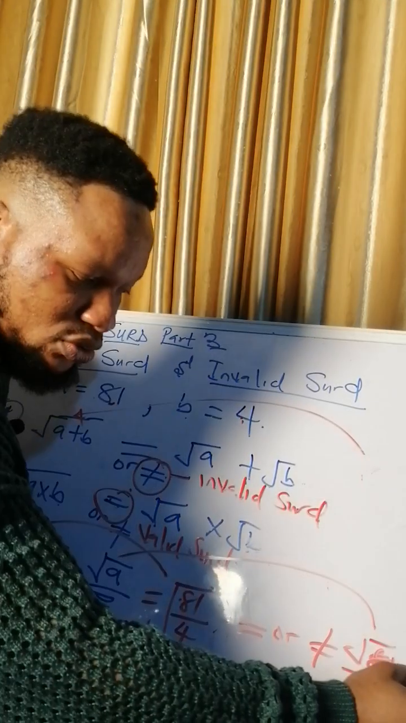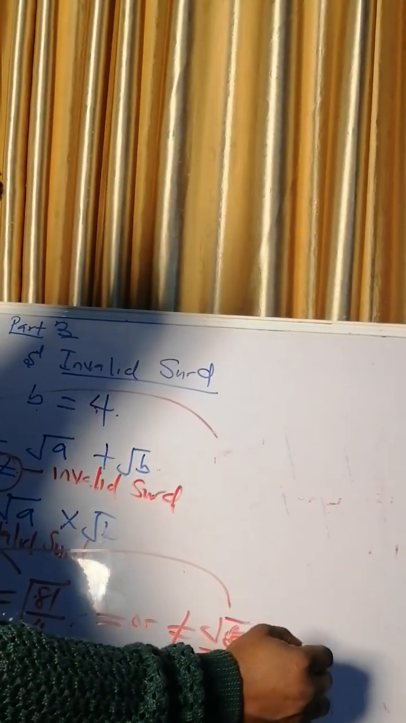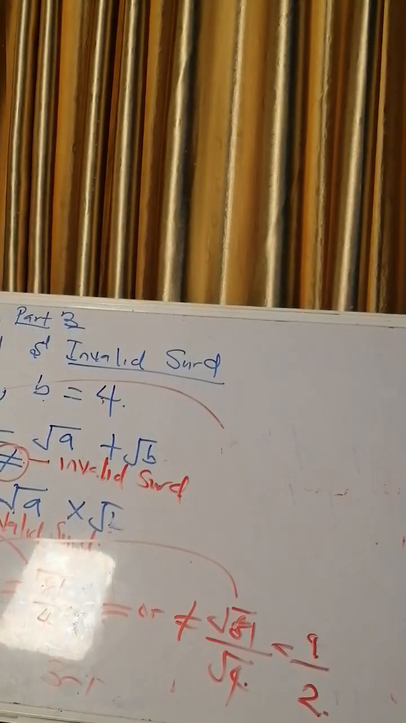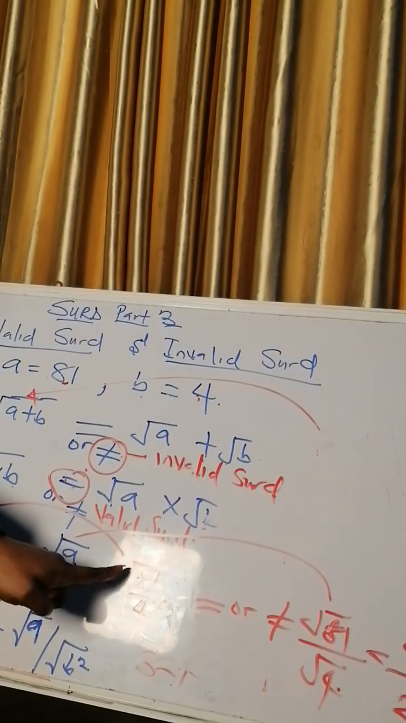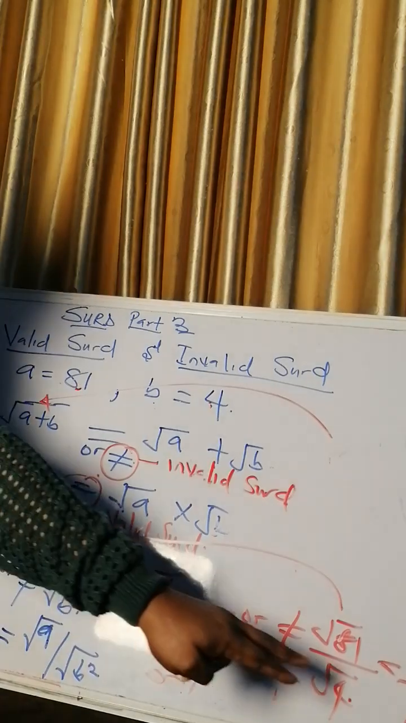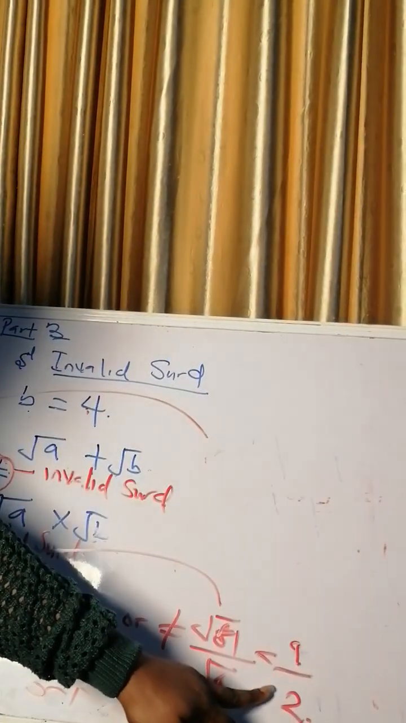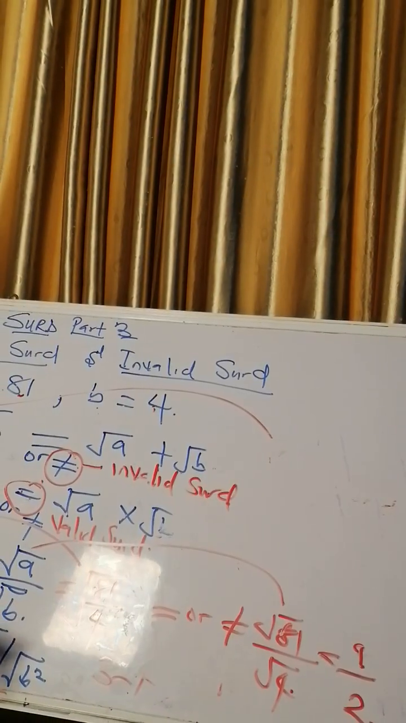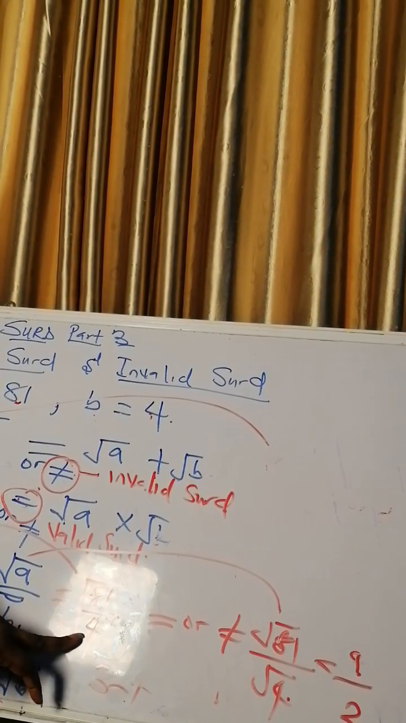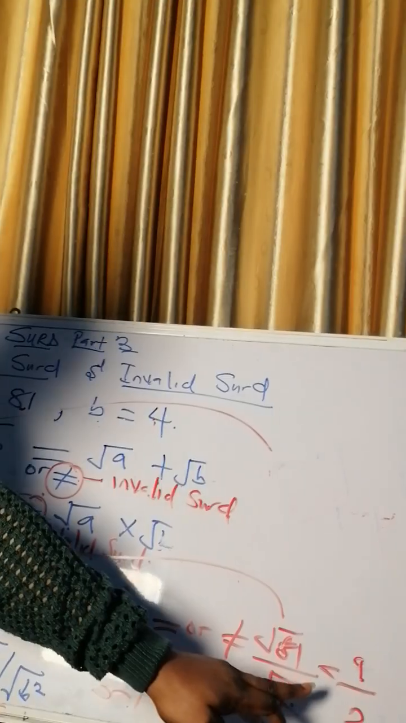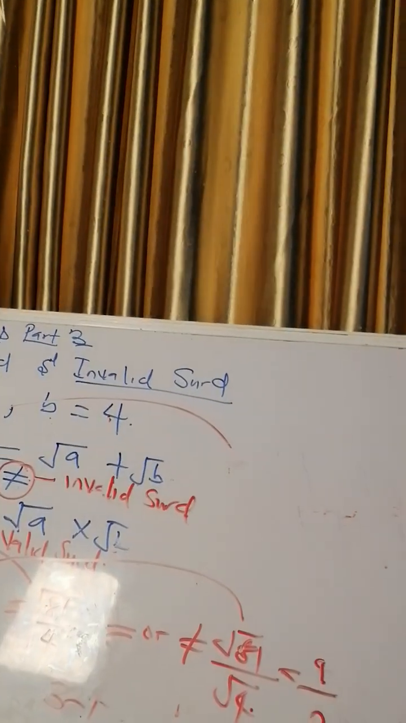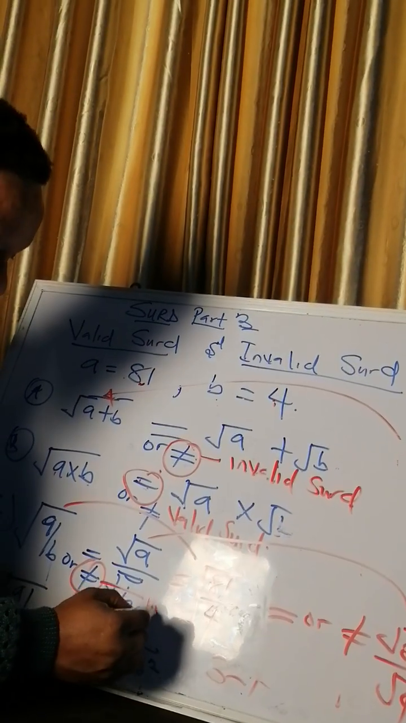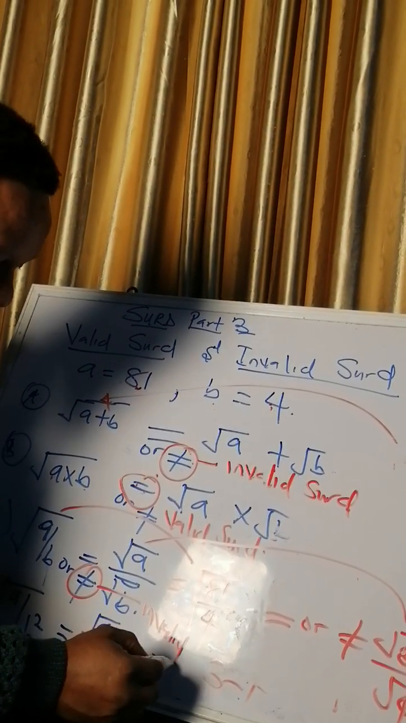Okay, but if you look at this one, you can divide. The square root of 81 is what? 9. Then square root of 4 is what? 2. So it means that root of 81 over 4 is not the same thing as what? 9 over 2. It's as simple as that. Because I cannot divide 81 by 4, definitely they are not equal. So the answer of this one is what? Invalid surd. That's invalid surd.